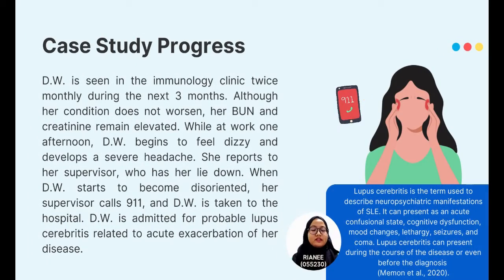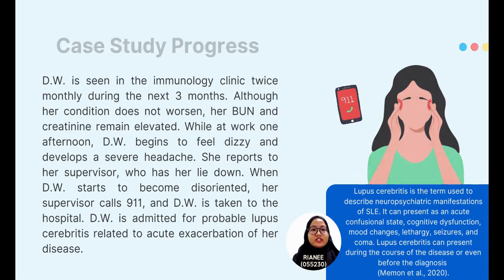Case study progress. DW is seen in the Immunology clinic twice monthly during the next 3 months. Although her condition does not worsen, her BUN and creatinine remain elevated. While at work one afternoon, DW begins to feel dizzy and develops a severe headache. She reports to her supervisor, who has her lie down. When DW starts to become disoriented, the supervisor calls 911 and DW is taken to the hospital. DW is admitted for probable lupus cerebritis related to acute exacerbation of her disease.